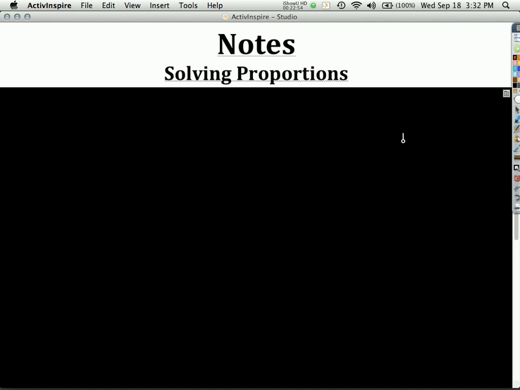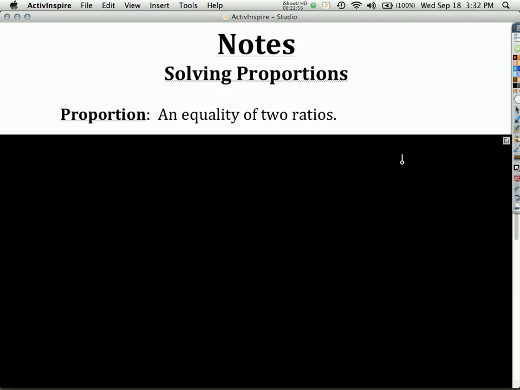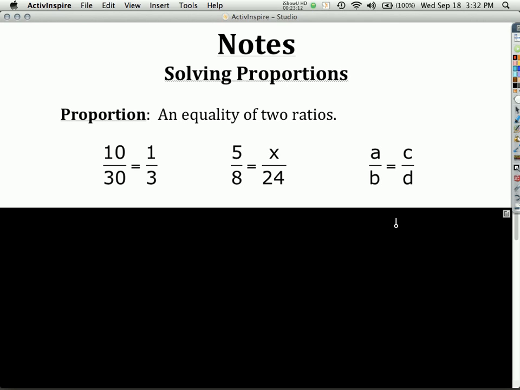So what is a proportion? A proportion is an equality of two ratios. So of course you have to know what a ratio is. It looks like a fraction, but it's a comparison of two values. And so we're talking about an equality of two ratios. Here's what they look like. These are all proportions.